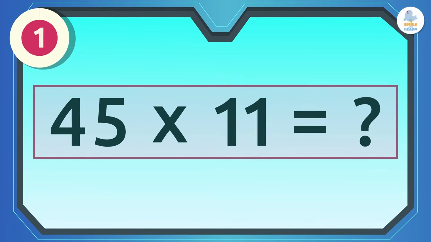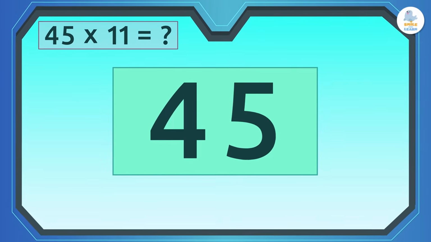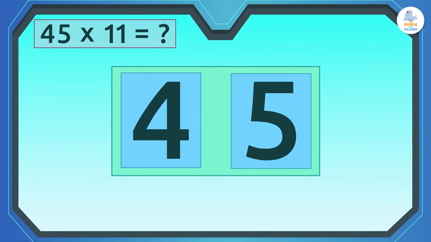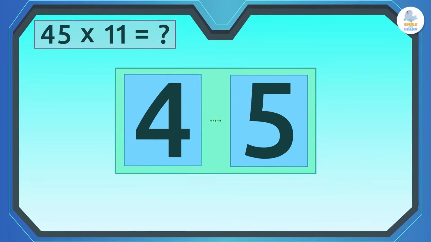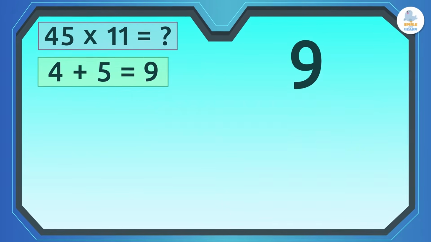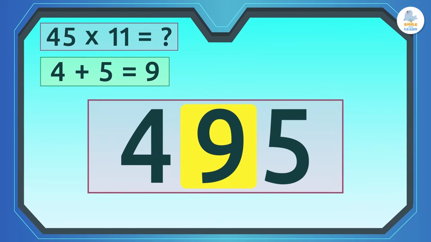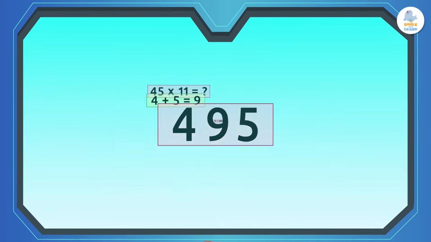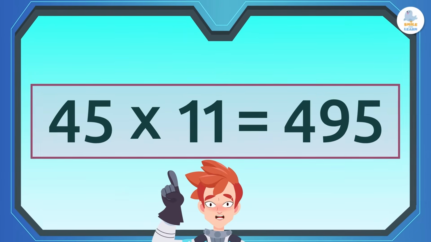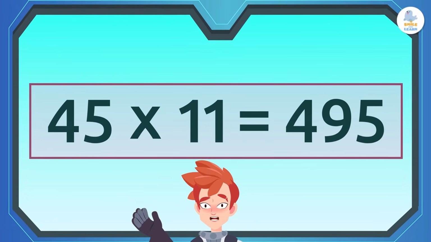Remember the trick. Just like before, we have to separate the two digits, 4 and 5. Then we add those two digits. 4 plus 5 equals 9. Finally, we put that number between the two original ones. So 45 times 11 is 495. See, it's a very simple way to do multiplication.